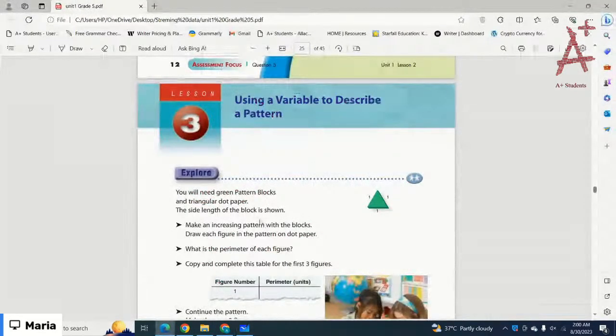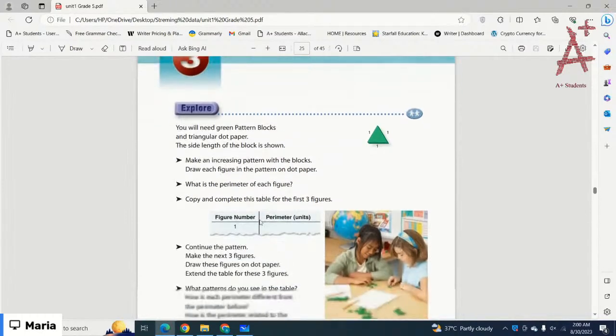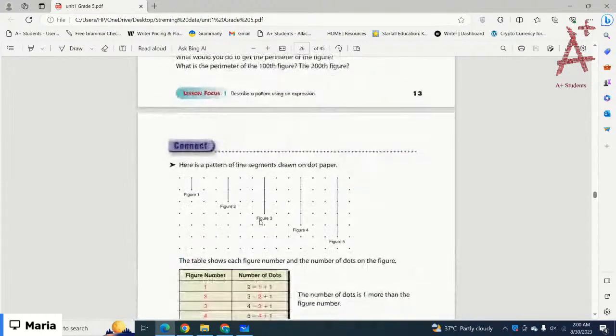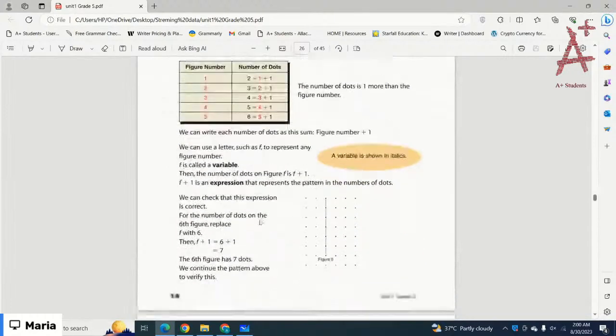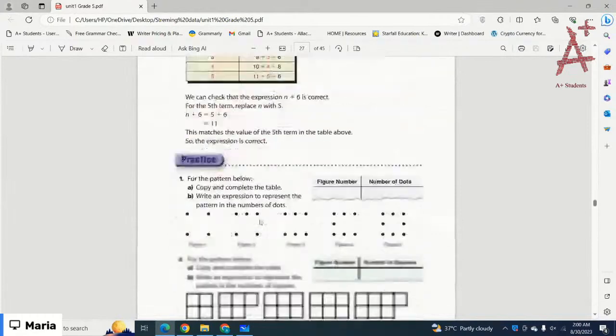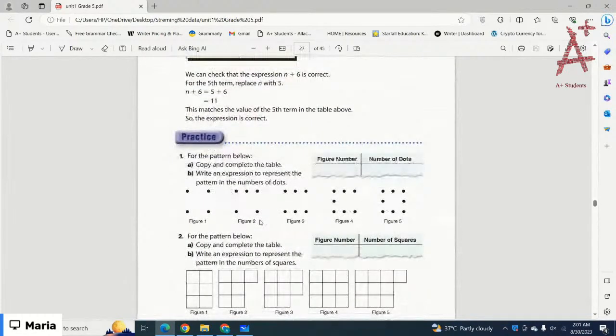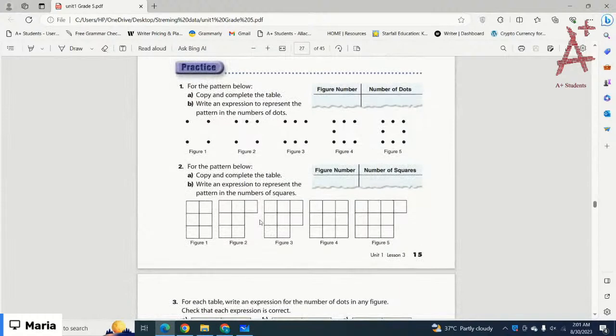Okay, here is lesson 3, using a variable to describe a pattern. So let's just start with the lesson. Here are the pattern practice questions. For the pattern below, copy and complete the table. Write an expression to represent the pattern in the number of dots. Okay, so let's start with figure 1.